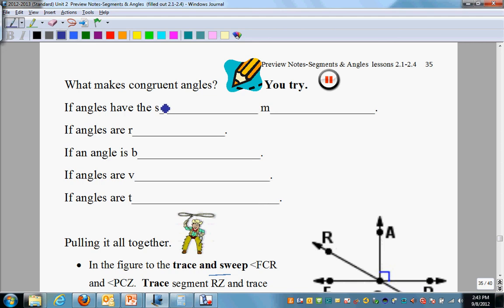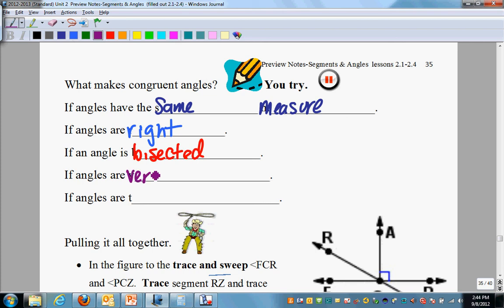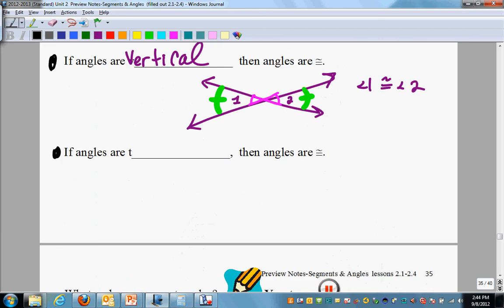They were, if angles have the same measure, then they are congruent. If angles are right, they are congruent. If an angle is bisected, it makes congruent angles. If angles are vertical, it makes congruent angles. That's 4. Where's the 5th one? Let's backtrack and talk about that 5th one.